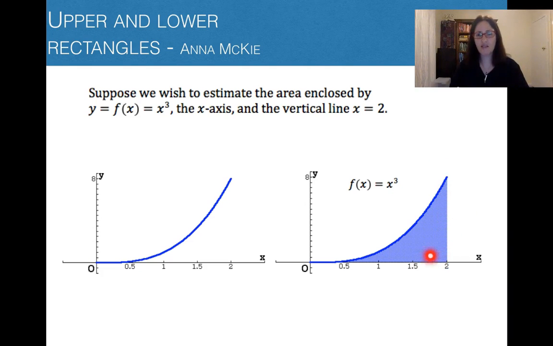Could it be a triangle? Well, if it was to be a triangle, we'd have to go from here down to the origin, because let's have a look at what we're actually dealing with. Suppose we wish to estimate the area enclosed by the function x cubed, the x-axis, and the vertical line x equals 2. It's also bounded by the line x equals 0, but that happens to be where the curve meets the x-axis anyway. So what shape is that?